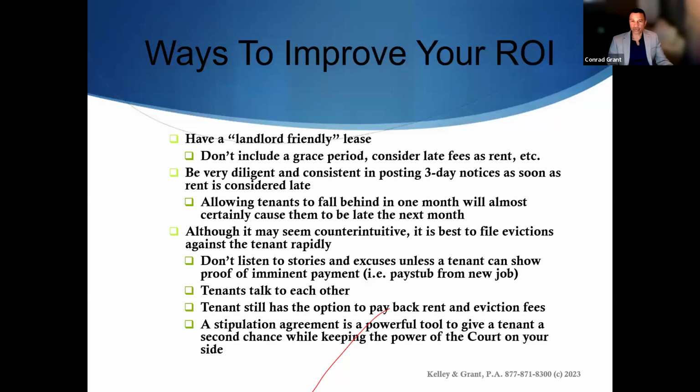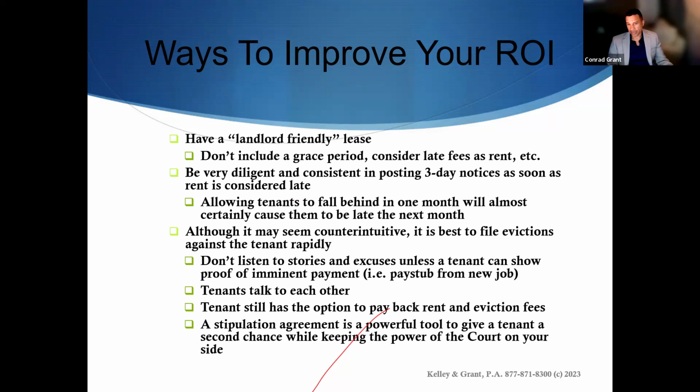Ways to improve your return on investment. If you're a landlord or property manager, you're thinking about doing this, have a landlord-friendly lease, okay? The FAR BAR one is easy to use. You all have access to it. It's easy to do one. It's great, but it's balanced, okay? If you're a landlord, you want a lease that puts you in the best position possible.